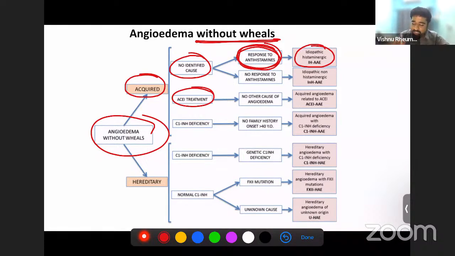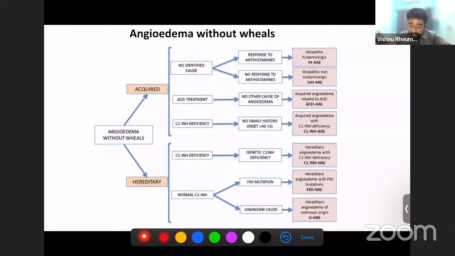Next, others are ACE inhibitor treatment. If it is there, just remove the ACE inhibitors. It is related to ACE inhibitor induced angioedema. Then C1 esterase inhibitor deficiency, that we will come to what it means, right?